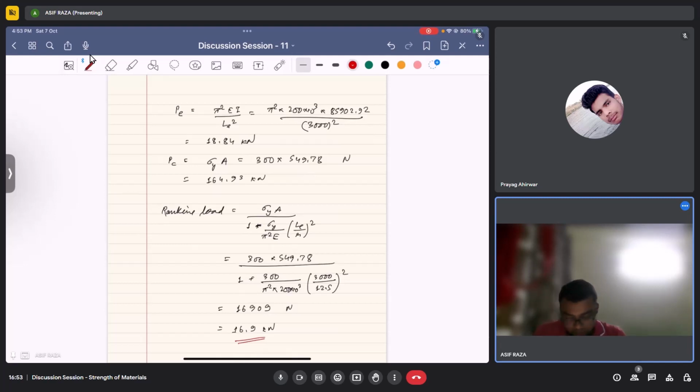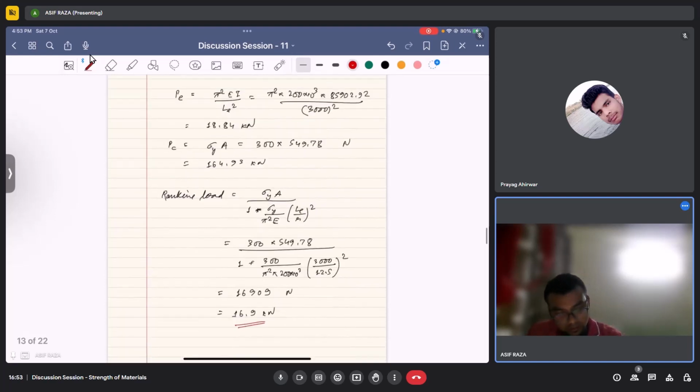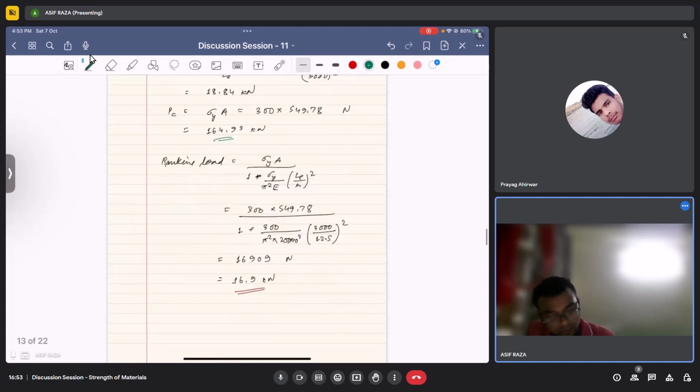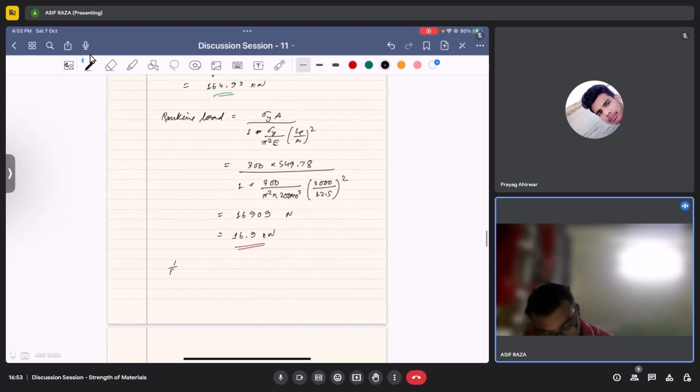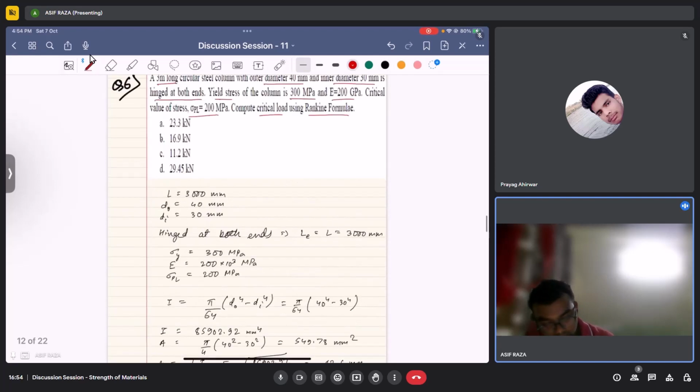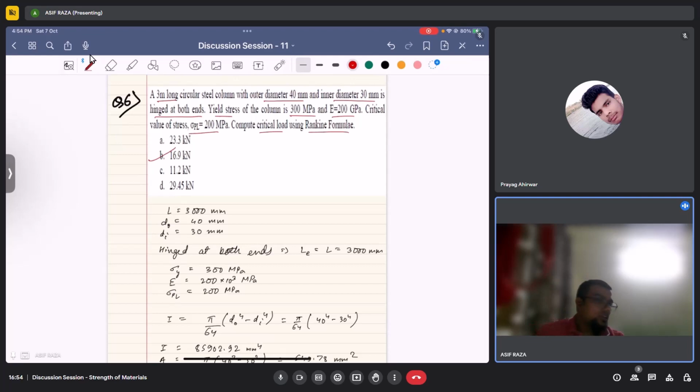Yeah, so this is correct. 1 by 1804 plus... yeah, so here it was a mistake. Now if you try to use this formula also, 1 upon PR equal to 1 upon PC plus 1 upon PE, this will also result in the value of 16.9 kilonewton. Okay, this answer would be option B, 16.9 kilonewton.